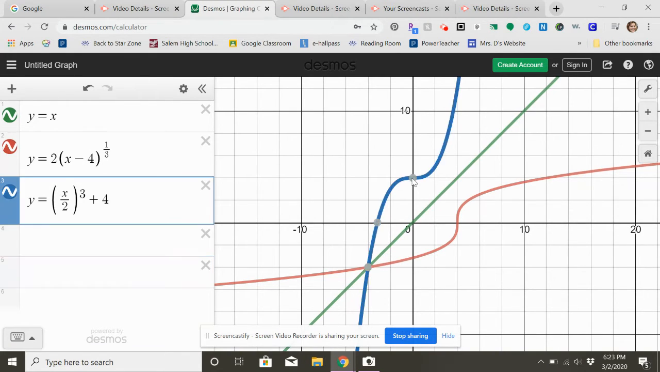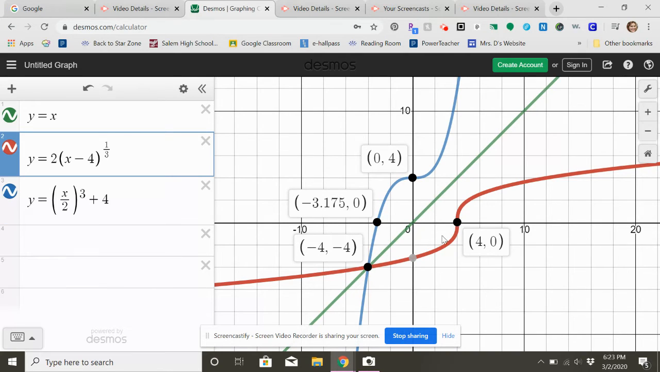So if I need to get a sketch on my piece of paper, I need some key values. So Desmos offers me lots of gray points on each function, and take a look at all those points. They are reverse of each other. They're inverse points, and they're going to help me graph this line.